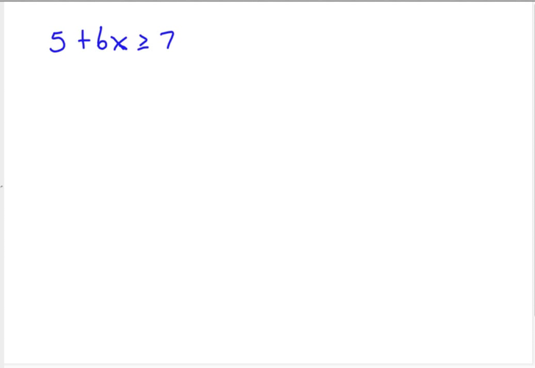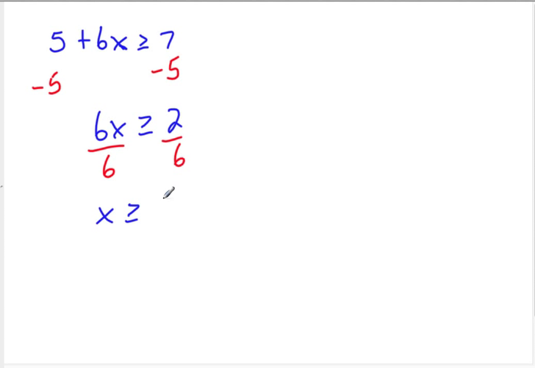Alright, moving on to this problem. Isolating x means we're going to subtract 5 from both sides, leaving us with 6x is greater than or equal to 2. And now we're going to divide both sides by 6, leaving us with x is greater than or equal to 2/6, which reduces to 1/3.